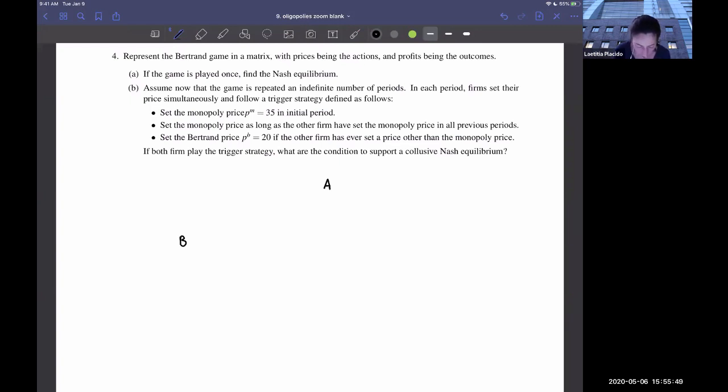So each firm has two strategies. Either it can deviate from the monopolist equilibrium, so let's say defects, and set a price below the monopolist price, or each firm can collude and keep its price at the monopolist level. So in that case, P equals 35. So that's the same here.